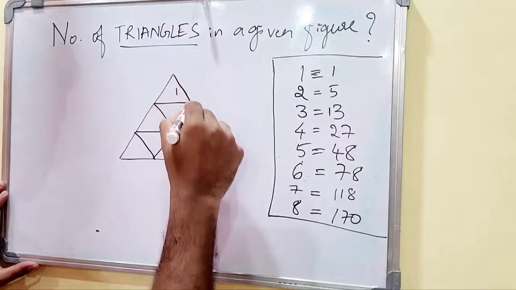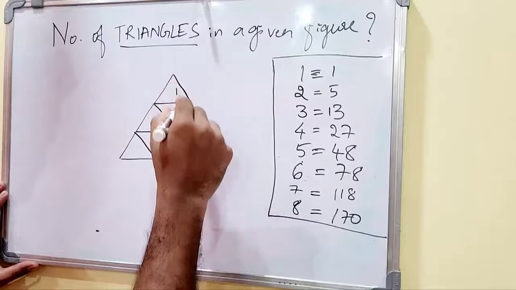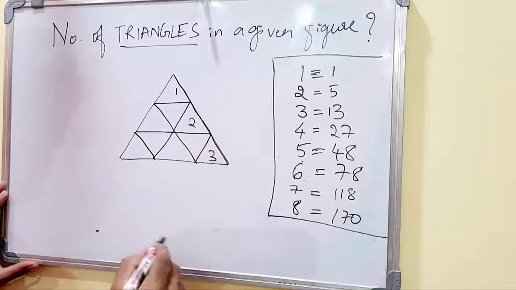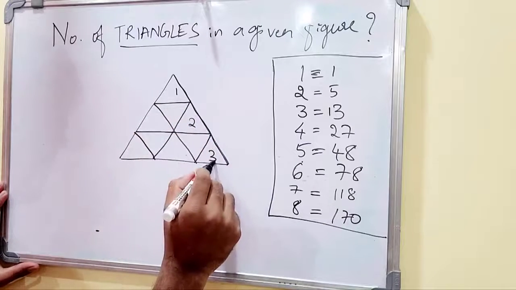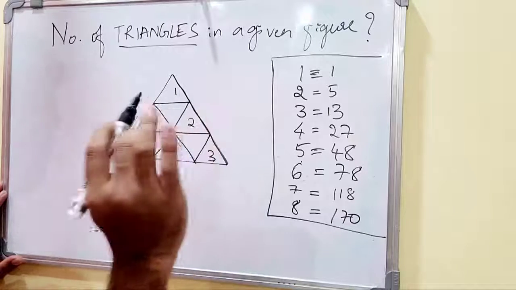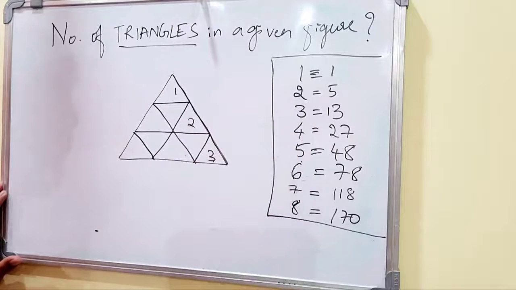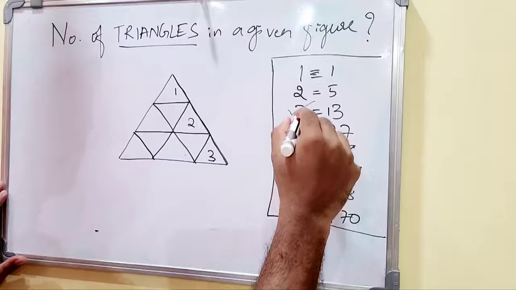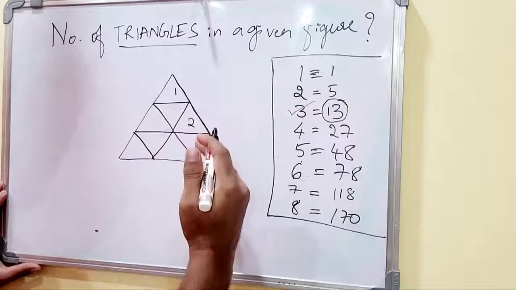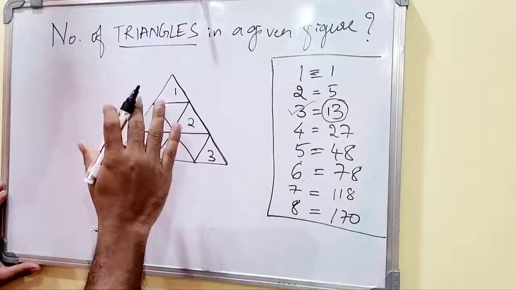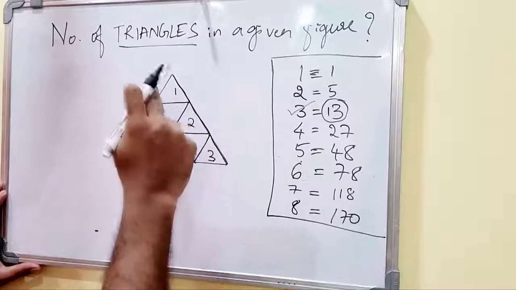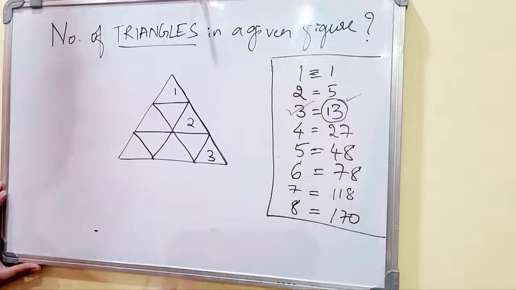You have to number the triangles which are on this side: 1, 2, 3. There are three triangles on this side. So you have to just see where the number 3 is in this table. The number 3 is here. This 3 corresponds to 13 triangles. So if there are 3 triangles on this side, when the given figure is of this nature, then this whole figure contributes 13 triangles.